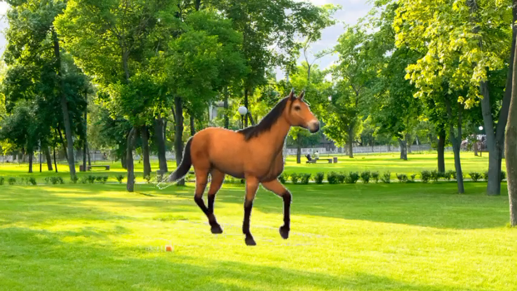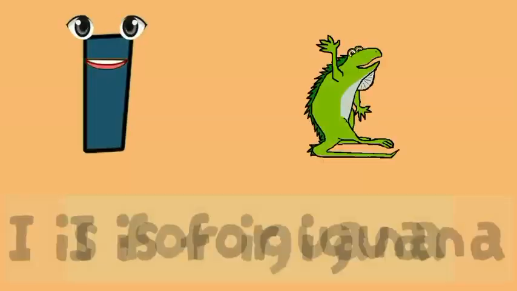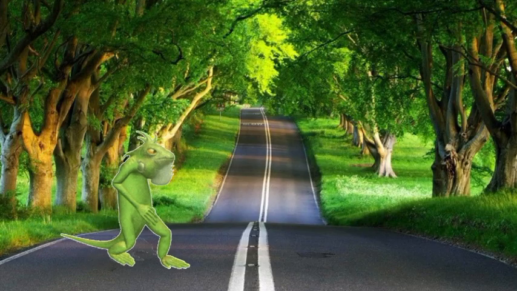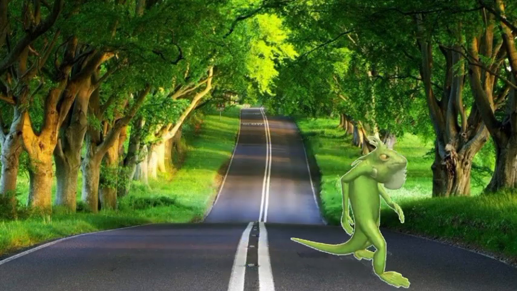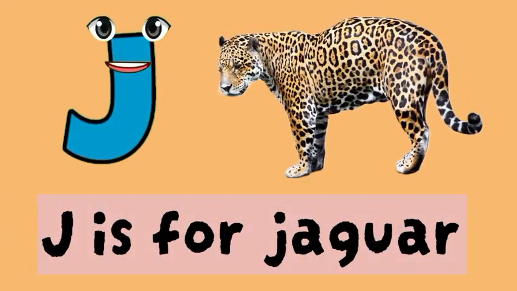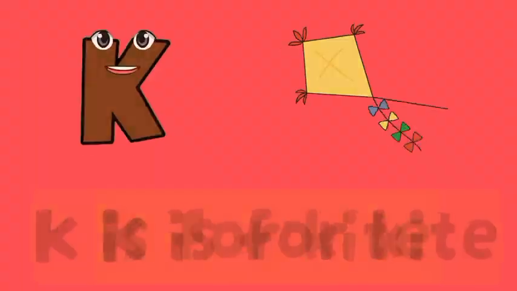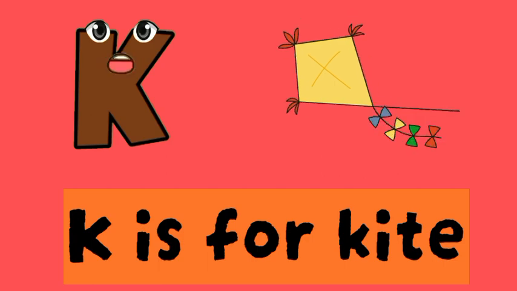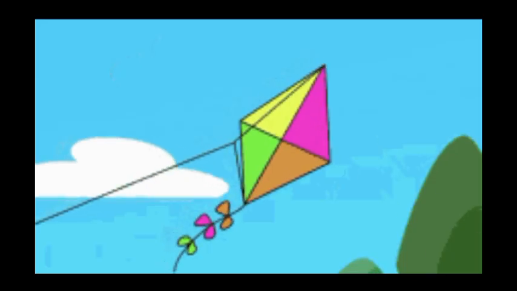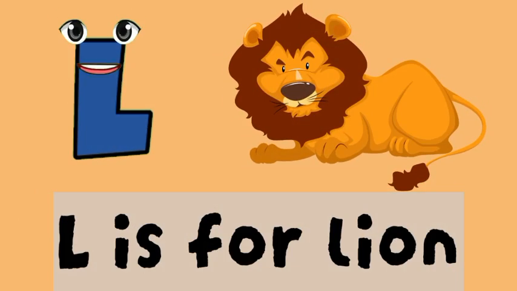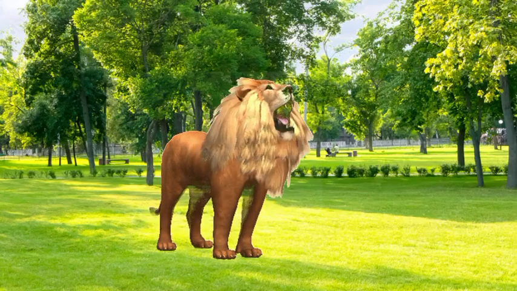H, horse. I is for iguana. E, iguana. J is for jaguar. J, jaguar. K is for kite. K, kite. L is for lion. L, lion.